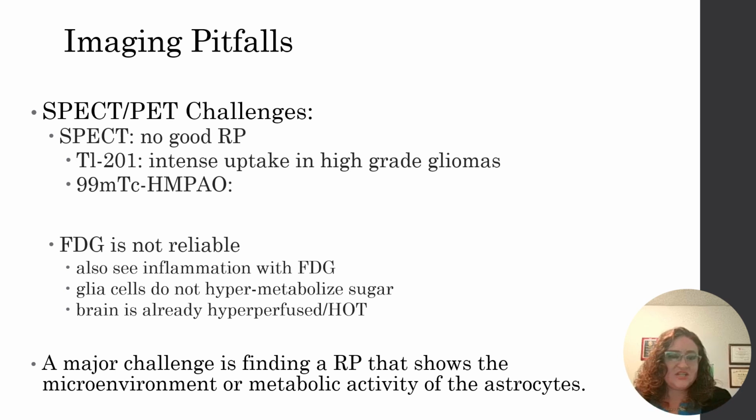And then FDG is not really reliable for glioma either. Because the tumor does not metabolize sugar and the brain is already hyperperfused, it makes FDG difficult. With FDG, you do see inflammation also. And so if you do an FDG PET MR, then you're going to see all the inflammation there. But the glia cells don't hypermetabolize sugar. So they actually show up as cold or hypoperfused spots. And a major challenge with nuclear medicine is finding a radiopharmaceutical that will show the microenvironment or the metabolic activity of the astrocytes.